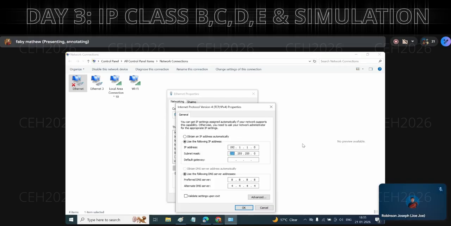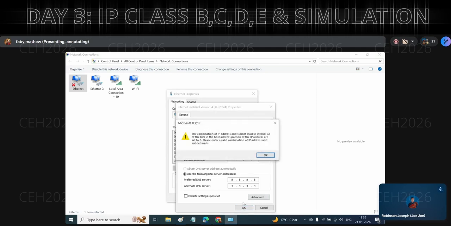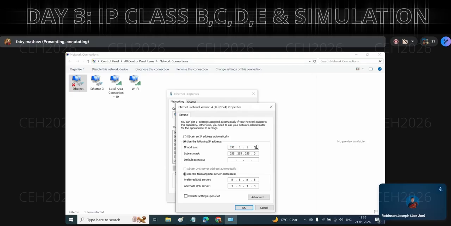192.1.1.0. Okay. When I press the tab, it automatically detected that it is a class C address. Minimum, it should have 24 bits on in the network. Okay. It is a network ID because in the host part, the value is 0. When I click on OK, the combination of IP address and subnet mask is not valid. Got it? So it is not a valid IP address.